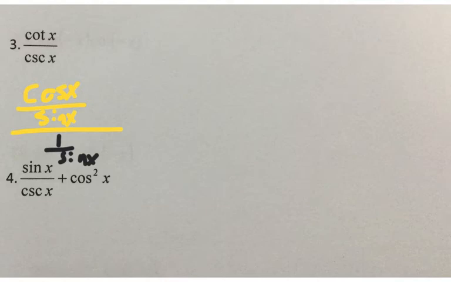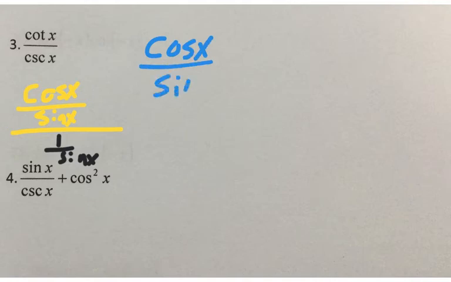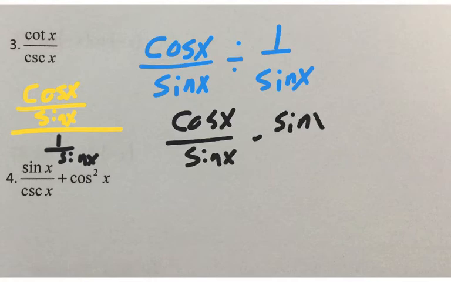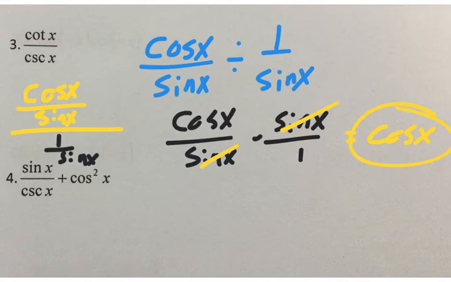I get confused when I see fractions inside fractions, so I always turn it into a 5th grade division problem. So that's the numerator divided by the denominator. And then what can I do? I can multiply by the reciprocal. Now the sines cancel, which leaves me with cosine of x over 1, which is just cosine of x. Questions there about what we did?